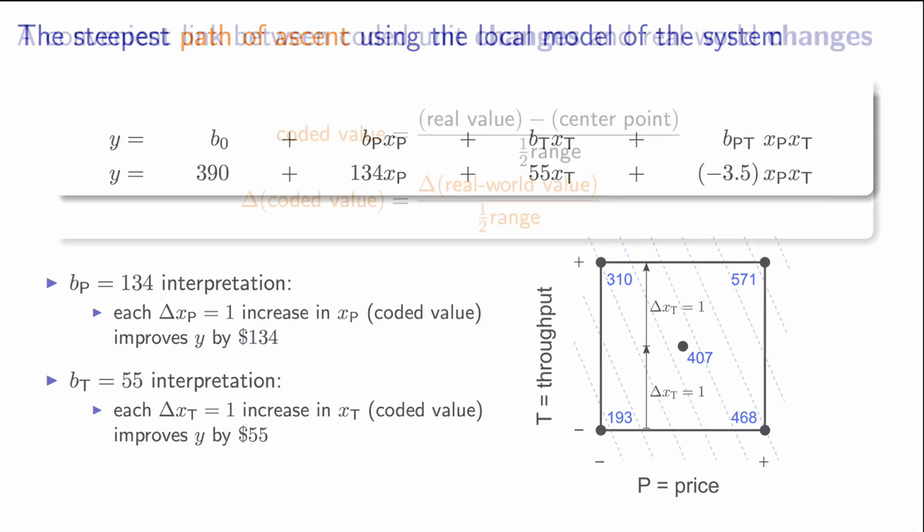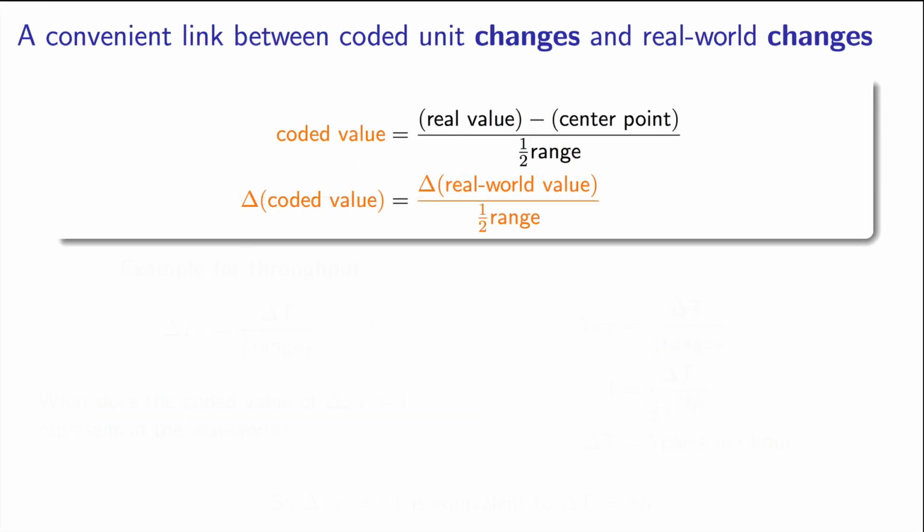Now, what does it mean to say to increase by 1 coded unit of throughput? What does that mean in the real world? We have to communicate our results with our colleagues and they don't understand coded units. Here's the connection between coded units and real-world units from before. And below it, I've written how you can determine a change in coded units with the corresponding change in real-world units. They are those delta symbols again.